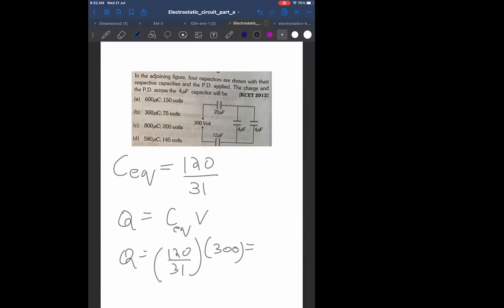36 now. One 161. Getting it? Just check. Yes, sir. Now think. I got the equivalent capacitance of the whole circuit. I got the equivalent charge or the total charge of the whole circuit. Now I can go individually with the charge and potential difference across the capacitor. Now start.